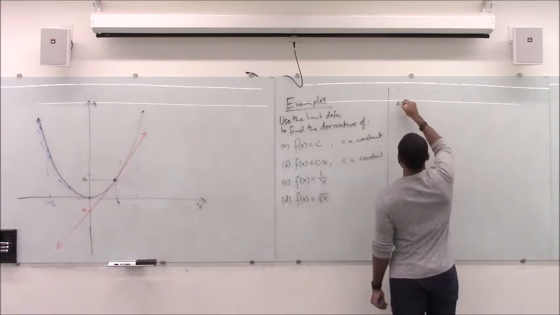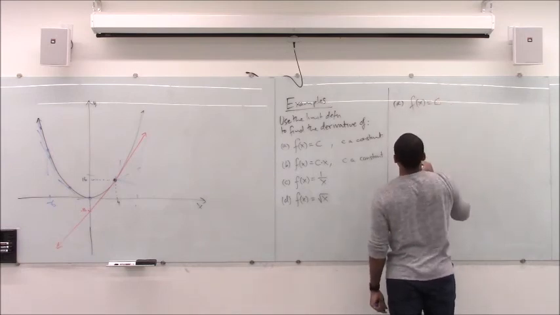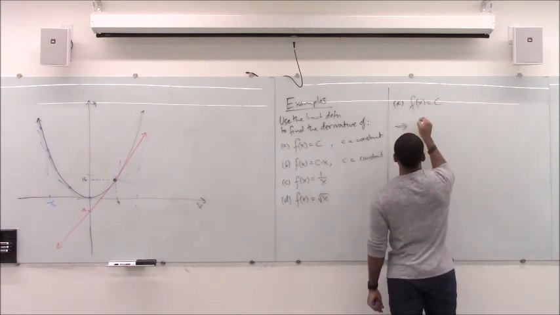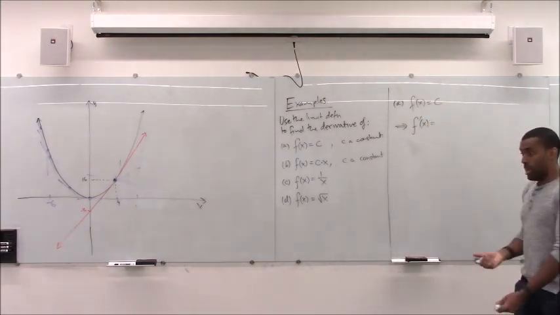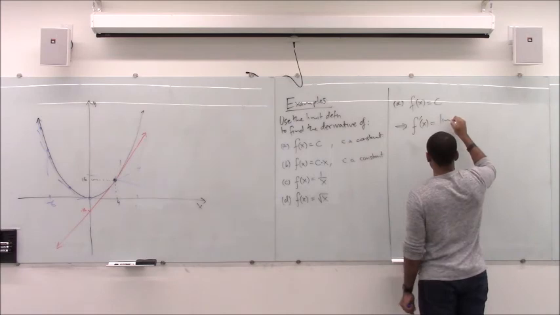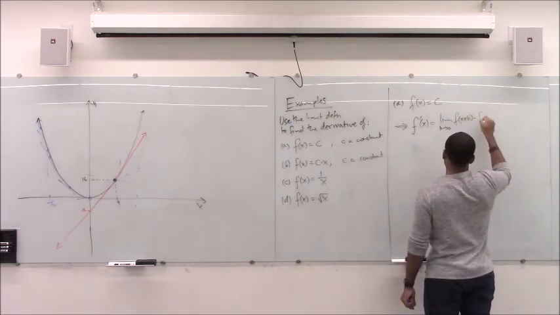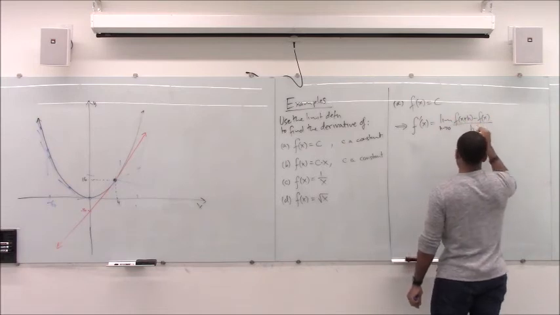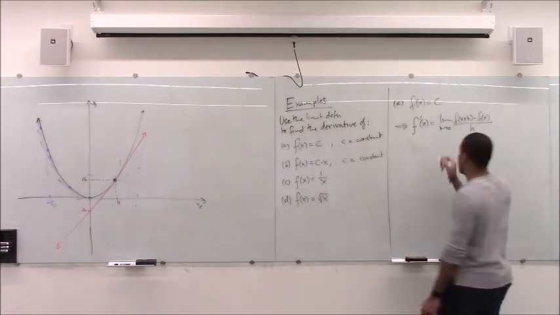Okay, so A, f of x is a constant. How do we find the derivative? Well, f prime is going to be the limit as h approaches 0 of f of x plus h minus f of x over h. Write it down every time you want to use it, so eventually you'll remember it.